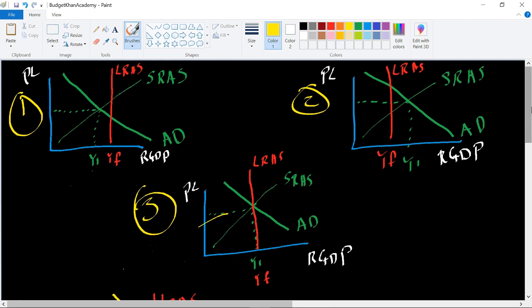So before we talk about self-correction in the long run, I want to review these three graphs. If you look at graph number 1, we see that our LRAS is to the right of our intersection of the short run and aggregate demand. Another way of saying that is YF is greater than Y1. And this right here is called the recessionary gap. And there's a reason we don't necessarily want this, and the reason it's called inefficiency.